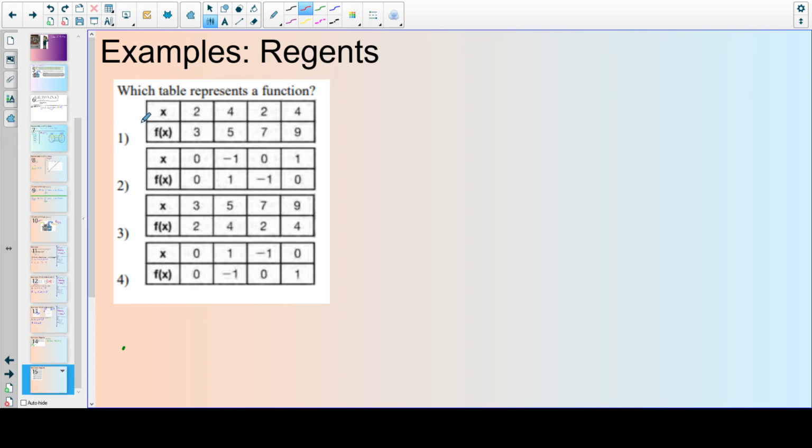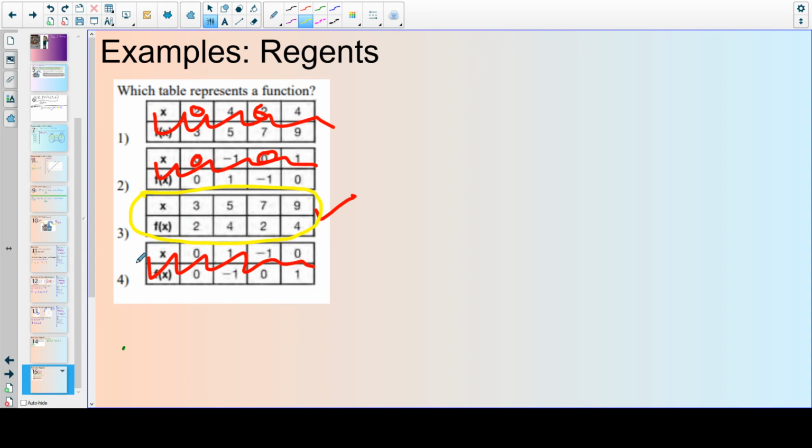So for choice 1, do any of the x values repeat? Yeah, these two 2's repeat. So this can't be a function. If we look here, 0, -1, 0. Oh, these two 0's repeat. Can't be a function. How about this one? 3, 5, 7, 9. None of the x values here repeat, but I'm going to just check to make sure it's this answer. If we look at the last answer choice, 0, 1, negative 1, 0, the zeros repeat. So this cannot be a function. Therefore, answer choice 3 must be your answer.